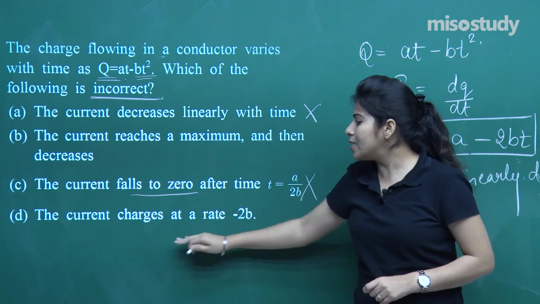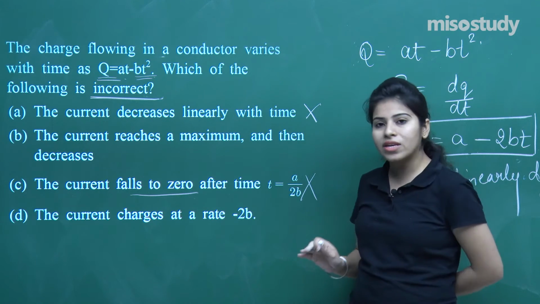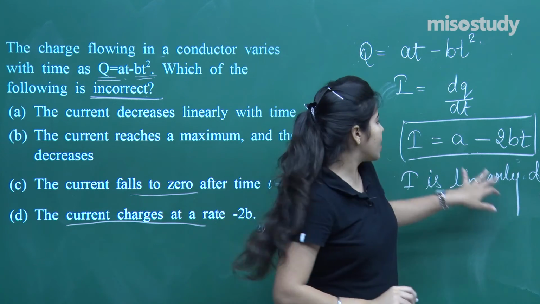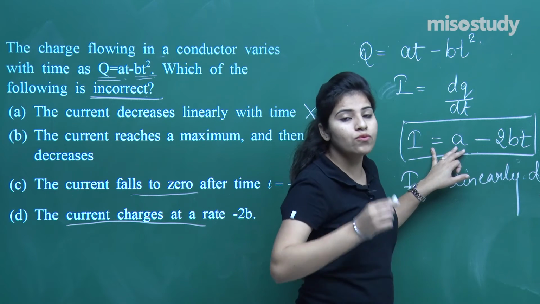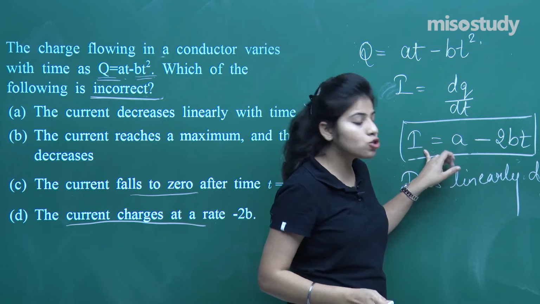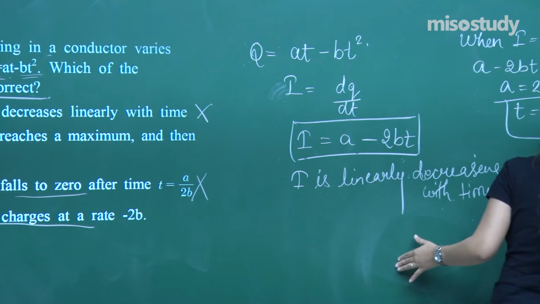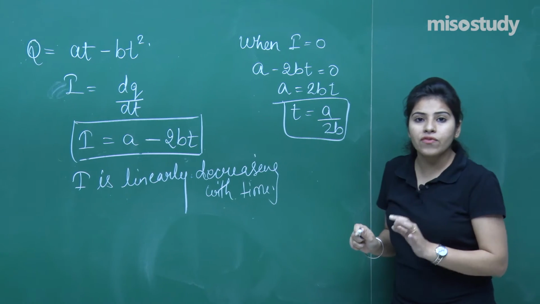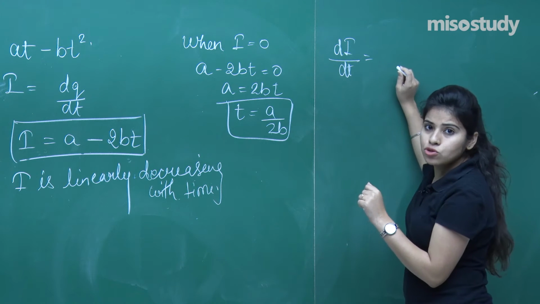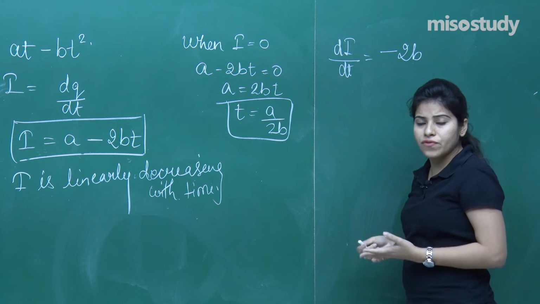Now the last option, the current changes at a rate minus 2b. Now over here, you can see that the current changes at a rate. You are having your current as A minus 2bt. Now to tell them the rate of current, we will be differentiating this current, because we have to tell them the rate of current. So that means your di upon dt, your I is A minus 2bt, so your di by dt will be minus 2b if you differentiate it.